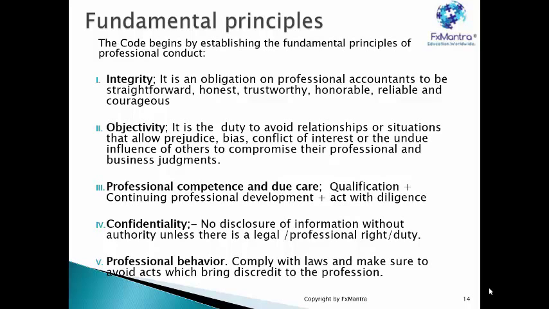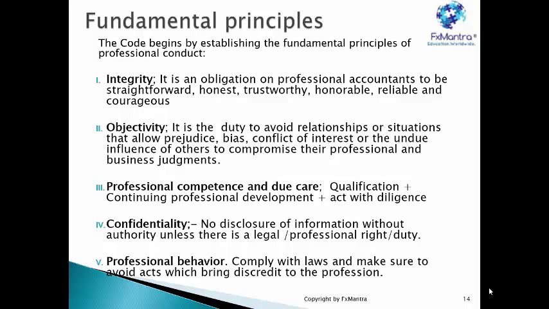So once you're a professional accountant, it is an obligation that you be straightforward and put up your things honestly. You have to be a person who can be trusted, honorable, reliable, and courageous. The next is objectivity. Professional accountants, of course, are human beings as well, so they may be exposed to situations wherein they could have got into some kind of professional relationships. For example, if I audit my husband's company, then probably I may not be able to maintain an impartial attitude in my work. This is the reason objectivity is quite important.